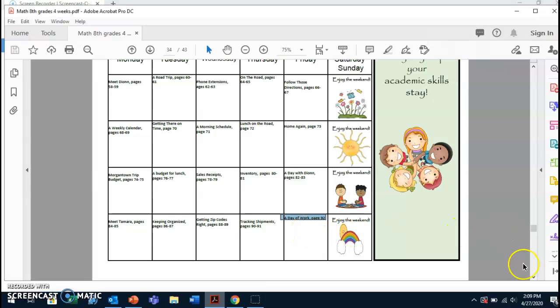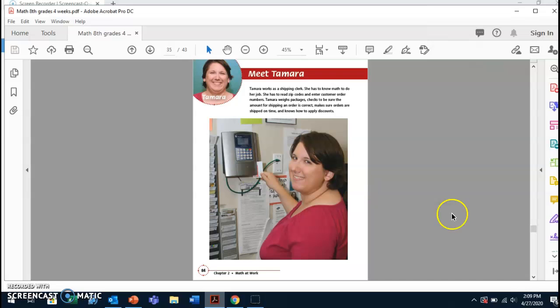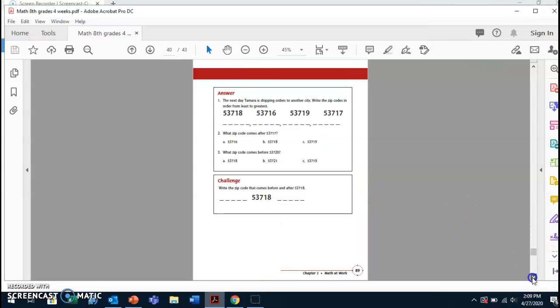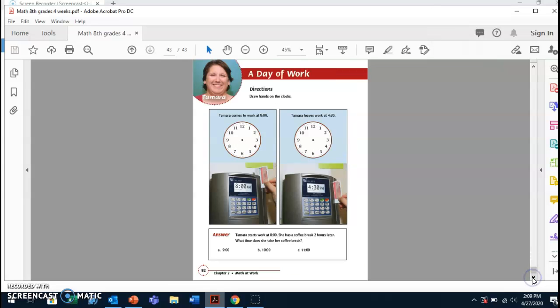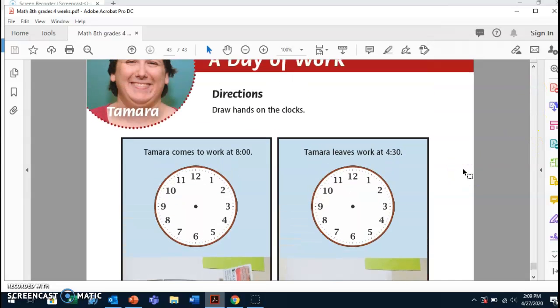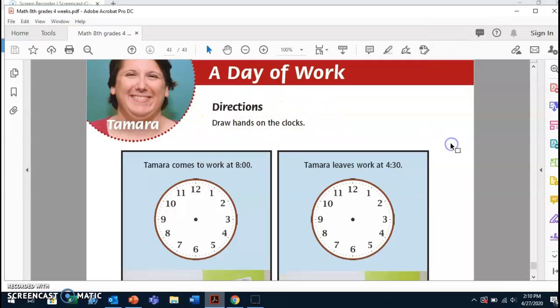So let's move on to page 92. It should be the last worksheet on your packet, and it should look like this. So it says, Tamara, a day of work, directions, draw hands on the clock.